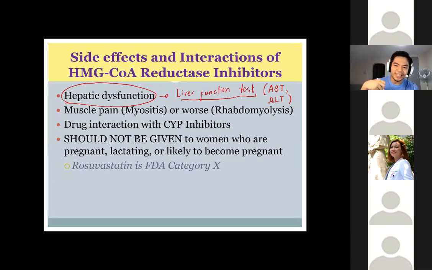Okay, familiar kayo sa ALT, AST, yung SGOT at SGPT? So very good. Yan yung mga liver function tests. In general, before giving statin to the patient, this will be measured. Baseline determination ang tawag doon, baseline level. Pag na-measure ang baseline AST at ALT level, yan ang basihan if statins will be toxic already.